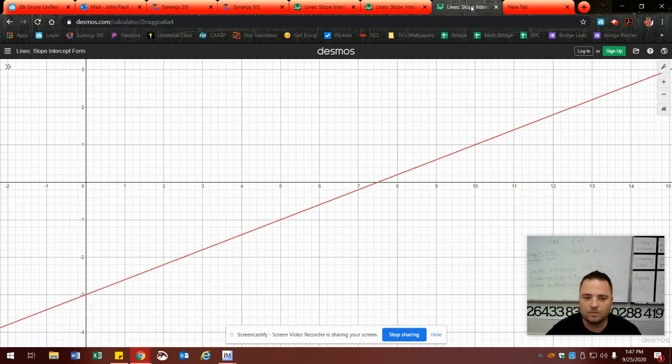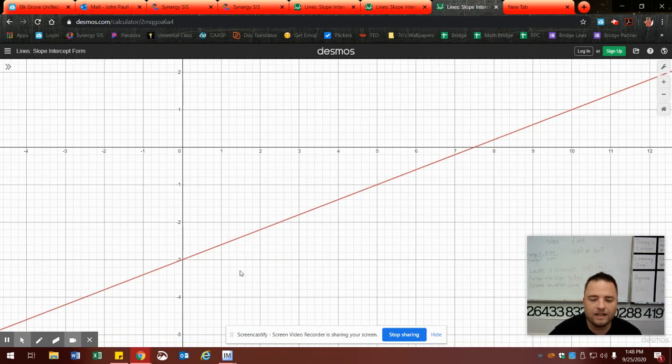Let's look at another example. Here's a line, and I want to find the equation of this line. To be able to do that, I have to go back to the idea of y equals mx plus b, where b is my y-intercept and m is my slope. Now I only need these 2 pieces of information. The easiest is the y-intercept.